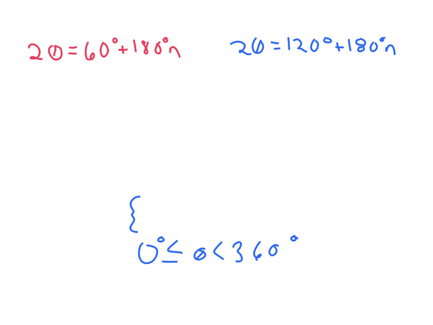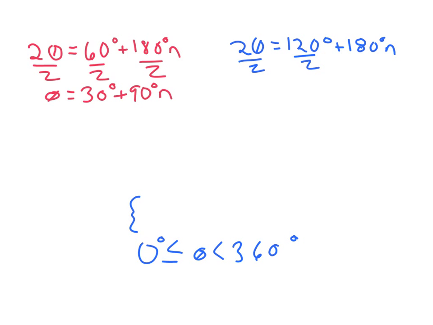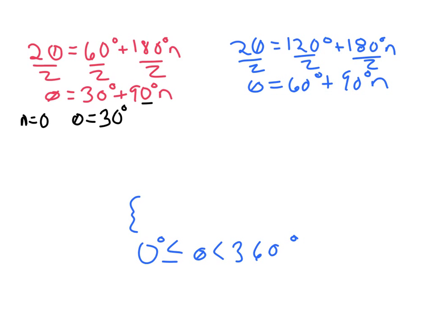So starting with this equation on the left, if I divide everything by 2, I get theta equals 30 degrees plus 90 degrees n. In blue, if I divide everything by 2, I have theta equals 60 degrees plus 90 degrees times n. And we're going to use those two equations to generate the solutions. Starting with if n is 0. If n is 0, then in this equation, theta is just equal to 30 degrees, plus 0 here. So there's the first of our solutions.